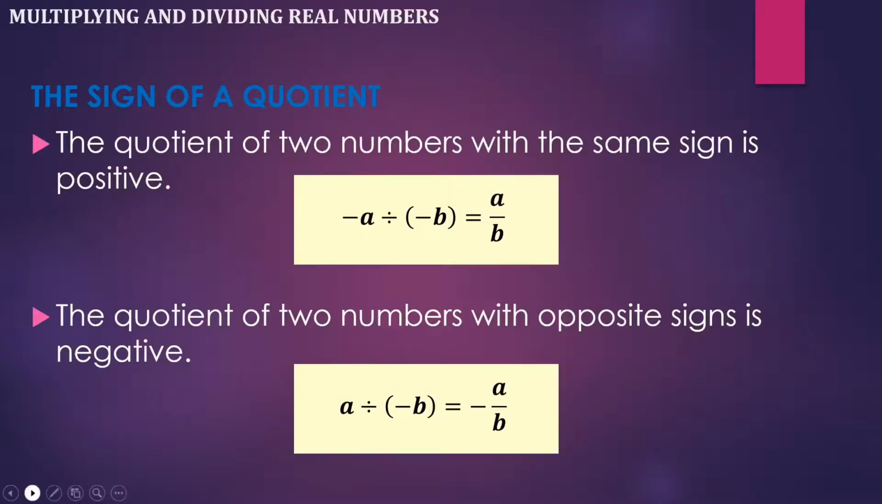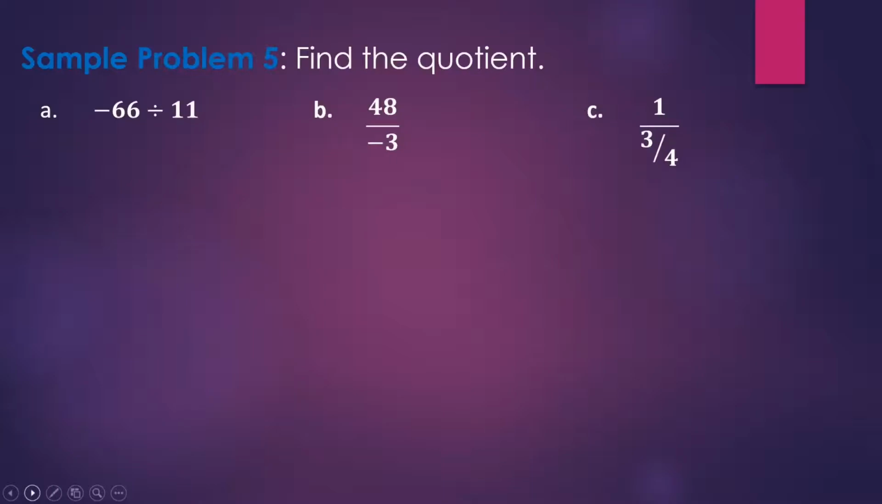What does this look like? Well, let's look at A. 66 divided by 11. I'm sure most of you are sitting there saying, oh, that's 6. You're right. 66 divided by 11 is 6. However, it's a negative 66 divided by a positive 11, so a negative 6.